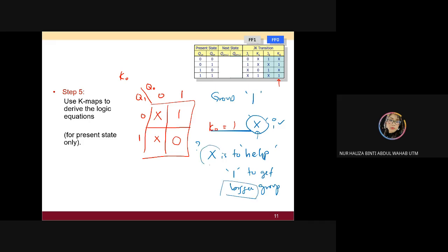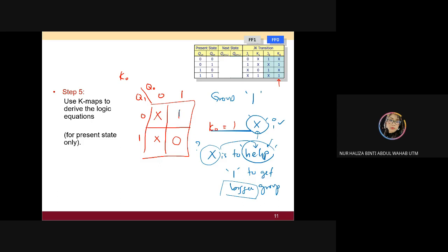But the purpose of X is to help only, not for you to consider the grouping. Not for you to sit over here and say, oh, there is another X after I already grouped here. How about this X? Which one am I going to group? Am I going to group like this? No. If you already have this one here, then there is no other one that you're going to have. So you just ignore it and assume it to be 0.